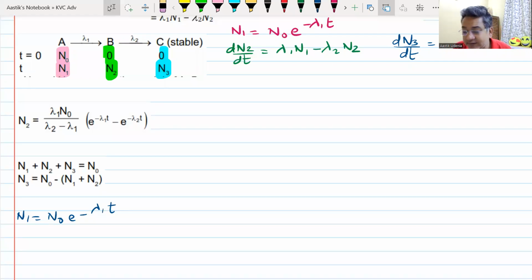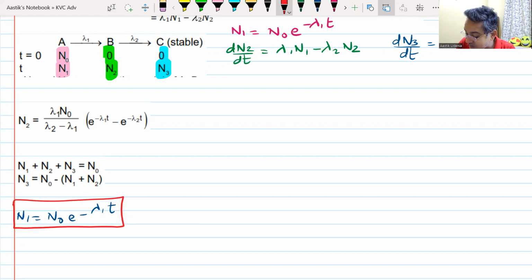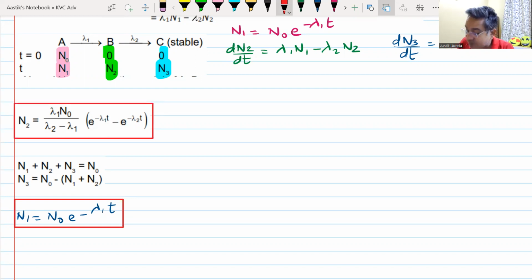Now, solving these linear equations, solving this differential equation, you will get the values of n1, n2 and n3 as a function of time. You don't have to solve this, you just have to remember n1. n1 comes straight from the original number of A, so n1 will be equal to n0 into e to the power minus lambda t. To get the value of n2, this is the formula for n2. You just have to remember this.